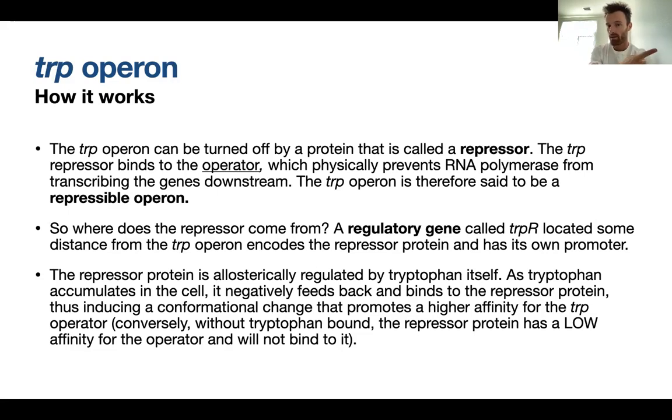And conversely, when tryptophan isn't around, like I haven't eaten in a few days or whatever, I haven't had protein, then the repressor won't bind to the operator. There's no tryptophan around to bind to the repressor. And so it has this low affinity for the operator and won't attach, and the E. coli will synthesize tryptophan.